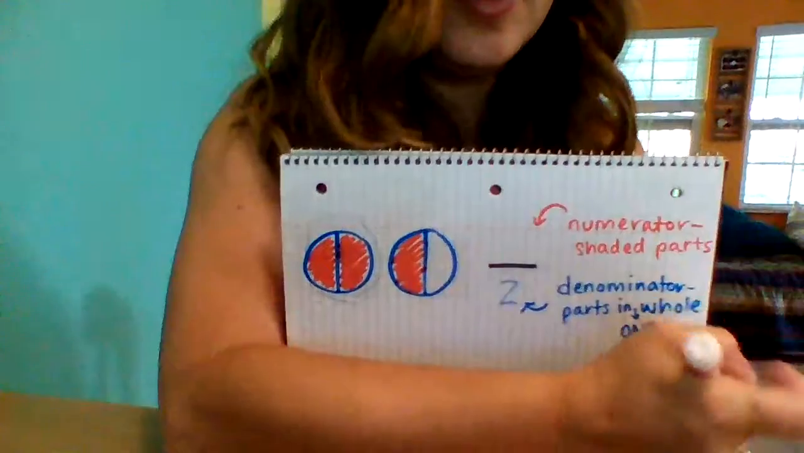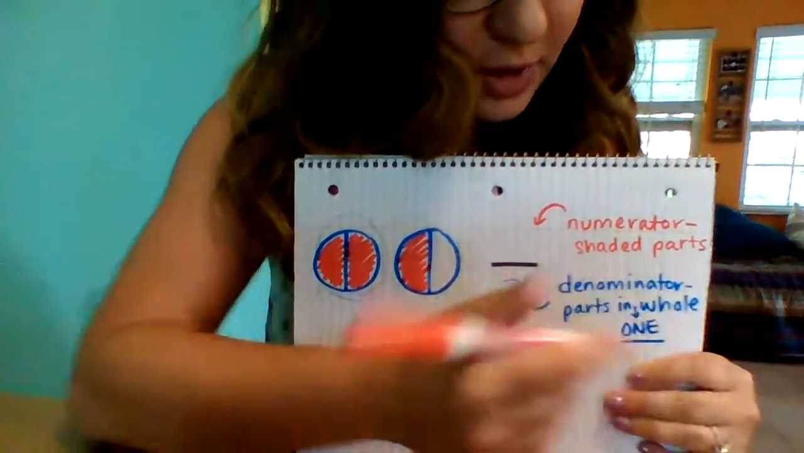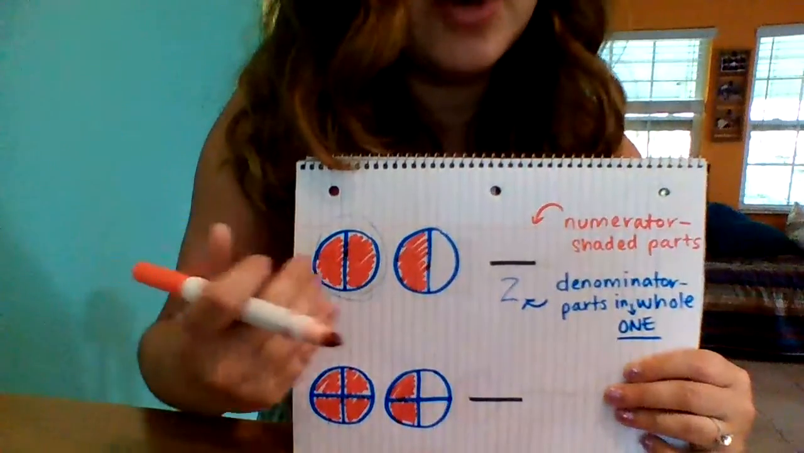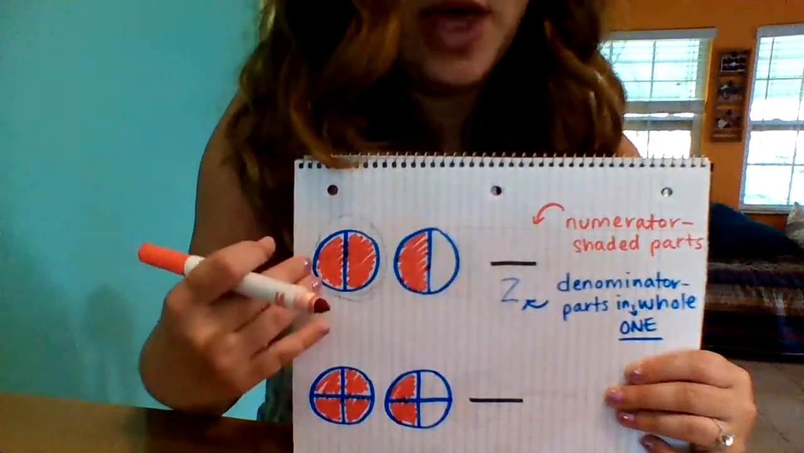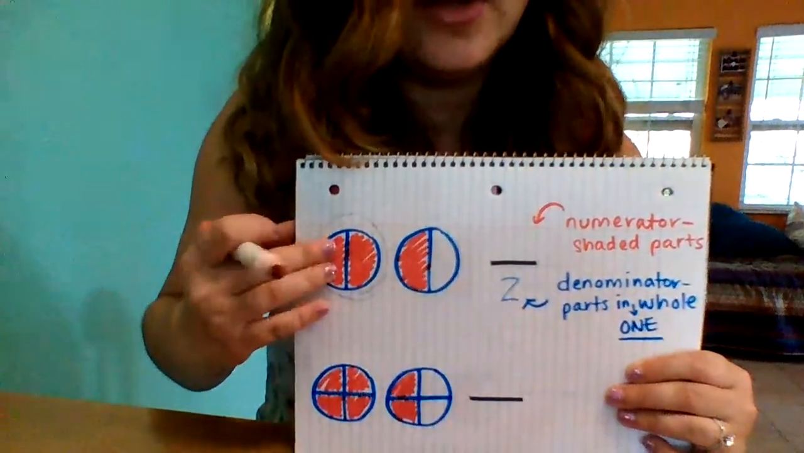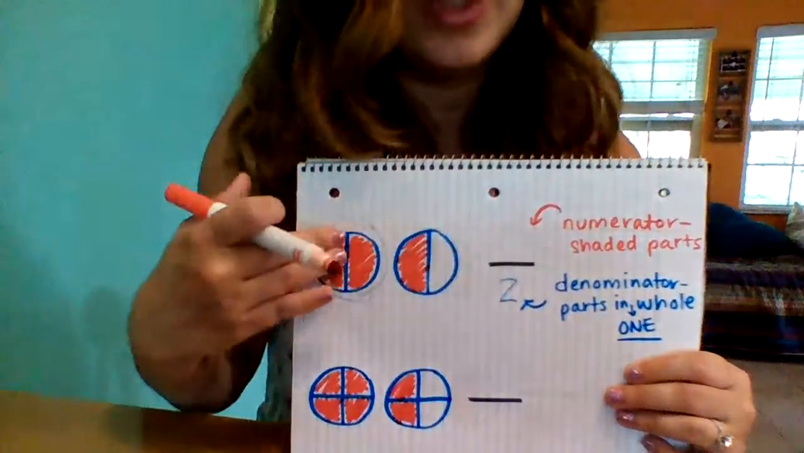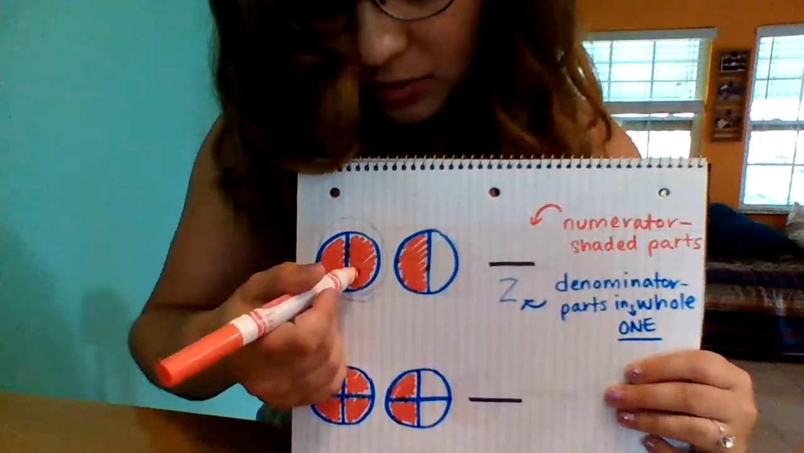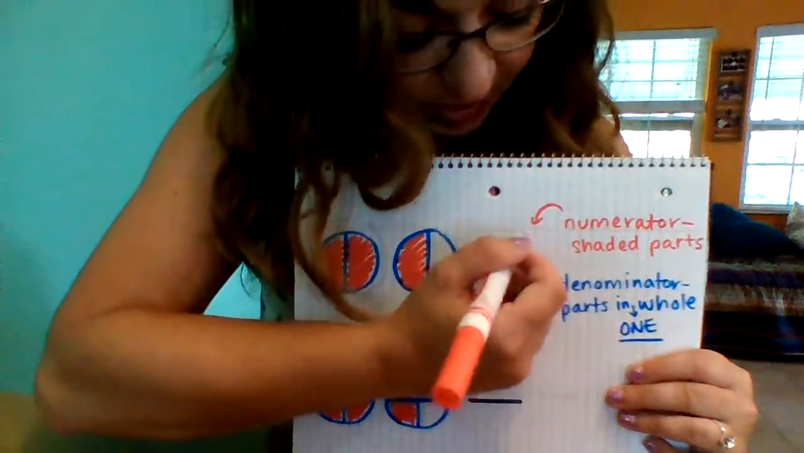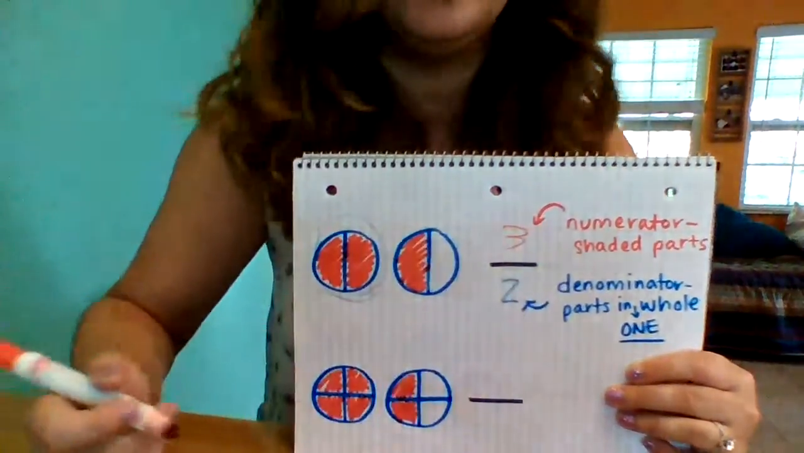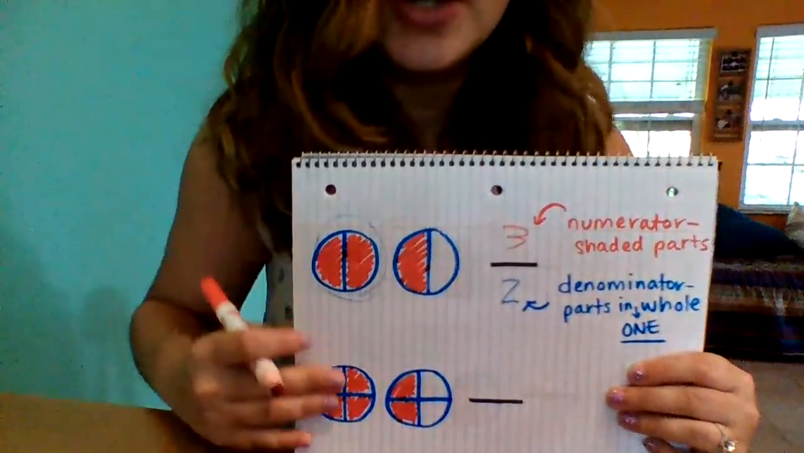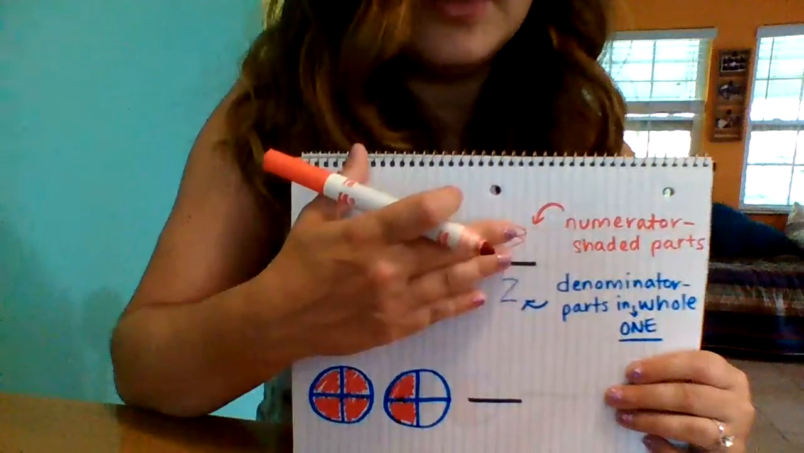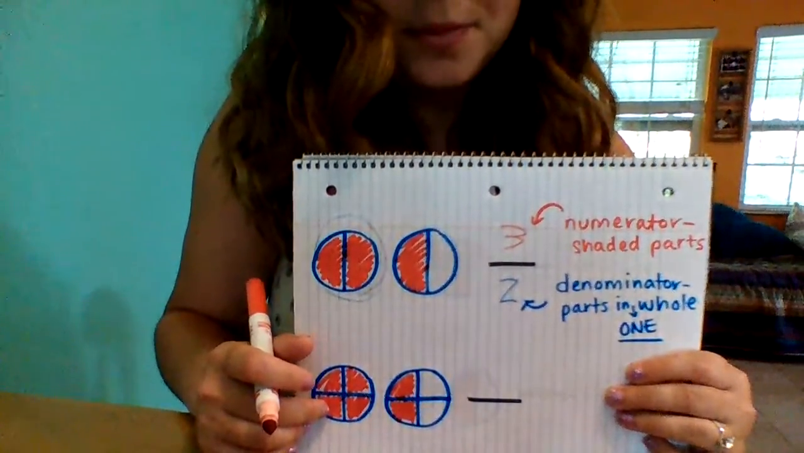Now my numerator is still the easy part. My numerator is the number of shaded parts. How many parts are shaded? This time we're going to look at both. So for your denominator, you're only looking at one whole, but for your numerator, you're going to count the shaded parts total in both models. 1, 2, 3. 3 parts are shaded, 2 parts in one whole. When we write a fraction greater than one whole, you're always going to find that the larger number is on top of the fraction.